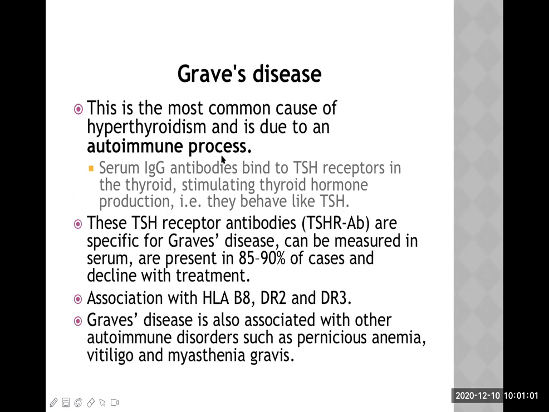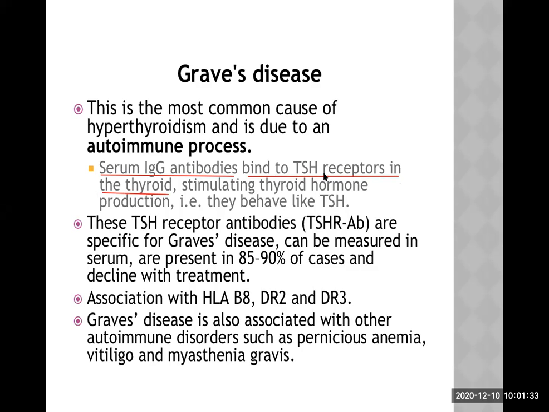So you can also call it an autoimmune disease, which is damaging the thyroid gland. Now, what is really happening here? In this condition, serum IgG antibodies are formed. These IgG antibodies are a stimulatory type of antibody, so they bind to the TSH receptor in the thyroid gland, the receptors where TSH hormone binds and stimulates them.